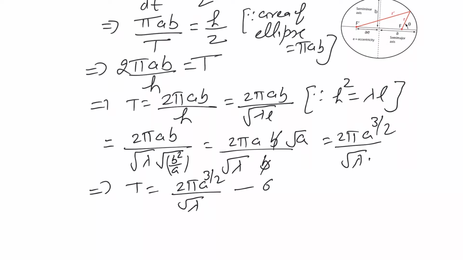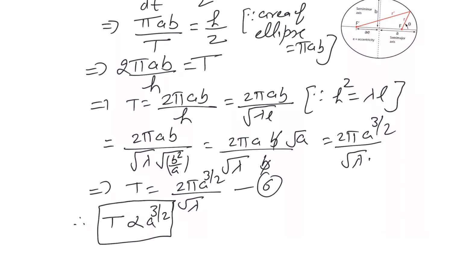Name it as equation number 6. Therefore, the periodic time is directly proportional to a raised to the power 3 by 2, where a is the length of the semi-major axis. So thus we have derived the time period also. In this particular article we have discussed the law of force, velocity, and the time period, which were given in the problem.